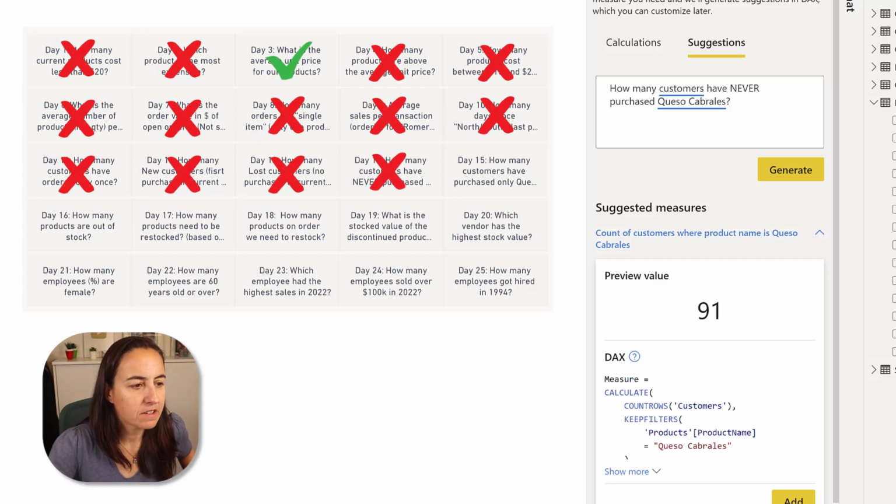15. How many customers have purchased only? Let's see if it understands the only. That would be quite interesting.